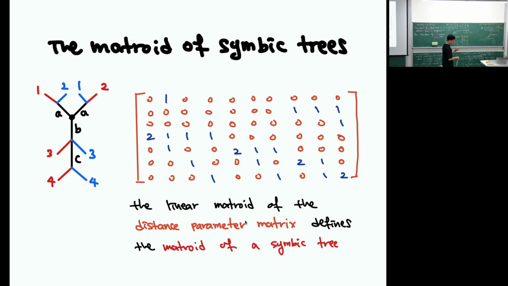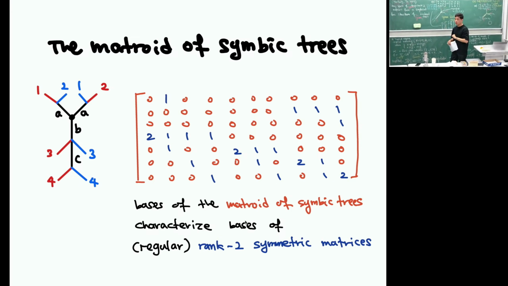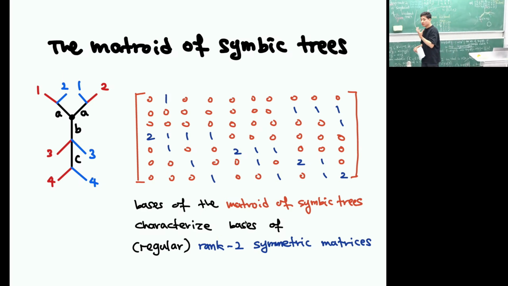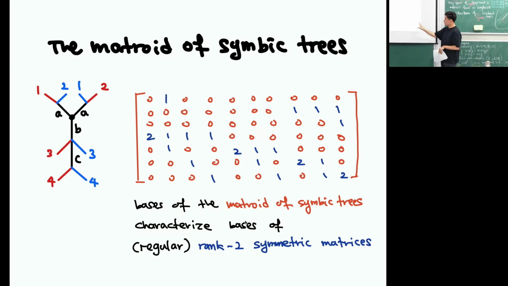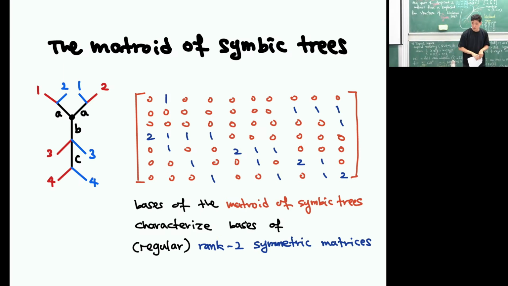And then if you have a symmetric rank 2, bases of these symmetric trees characterize the bases of regular rank 2 symmetric matrices. So let me simplify that. If you have a matrix with variables, then you think about the ideal generated by 3 by 3 minors. And then you think about the algebraic matroid of them. Bases of these matroids will be understood by the matroid of these symmetries. This is what we want to do here.